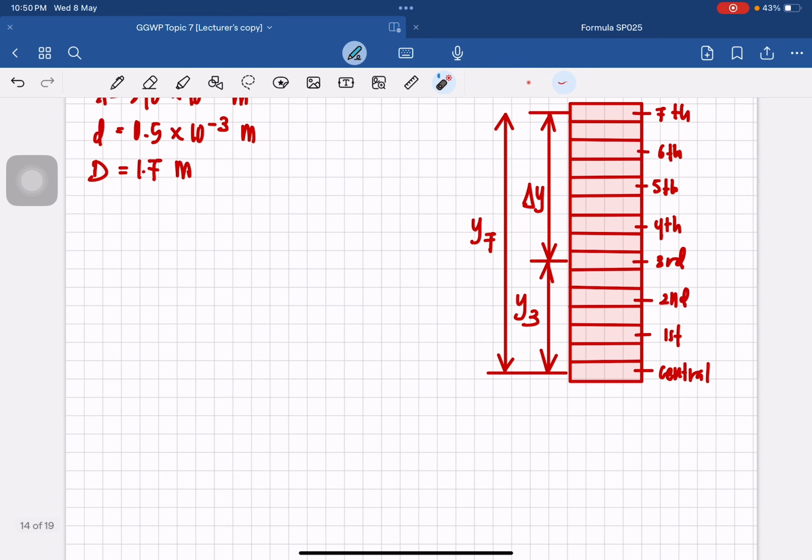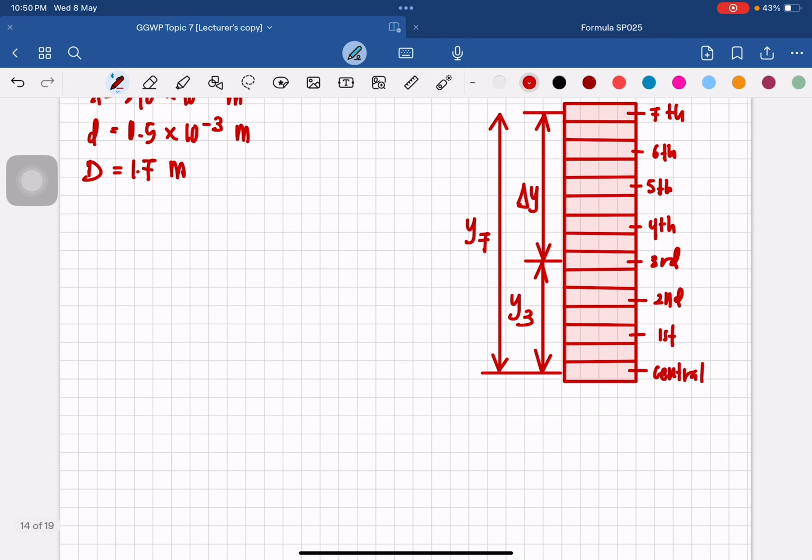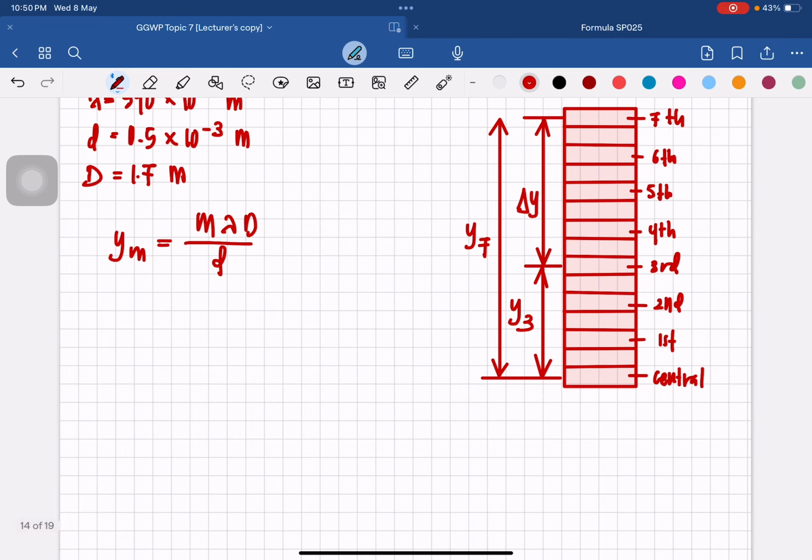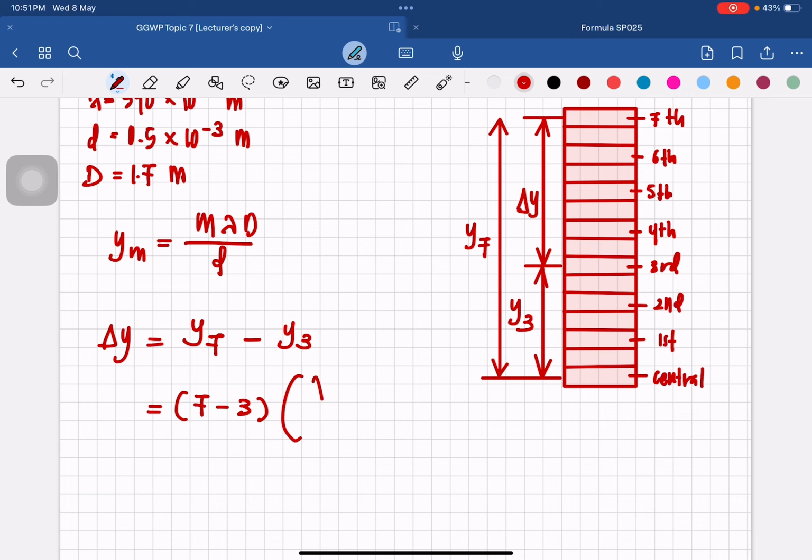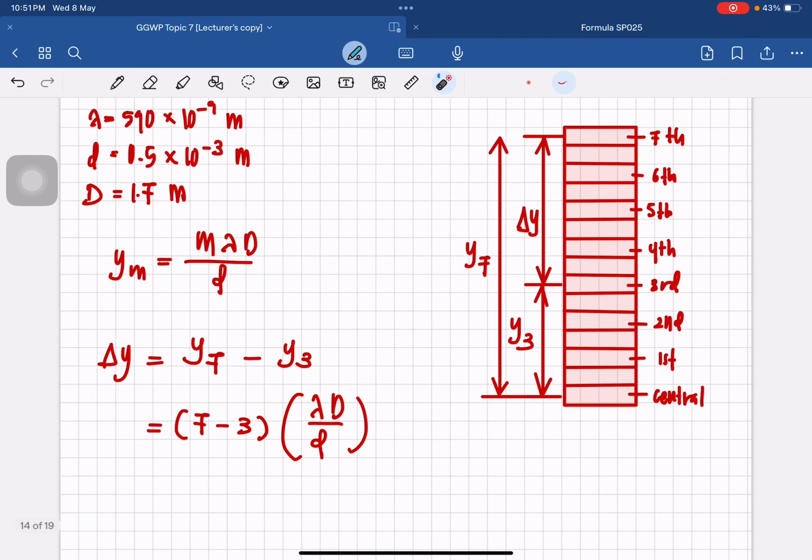So what we do is, we know this is a bright fringe, so we are going to use the formula m lambda D over lowercase d. So I'm just going to put it as delta y here. We know this is going to be y7 minus y3. But the only thing that is different between these two is the order number. The rest of this is going to be constant. So that's why I subtract here only the order number.